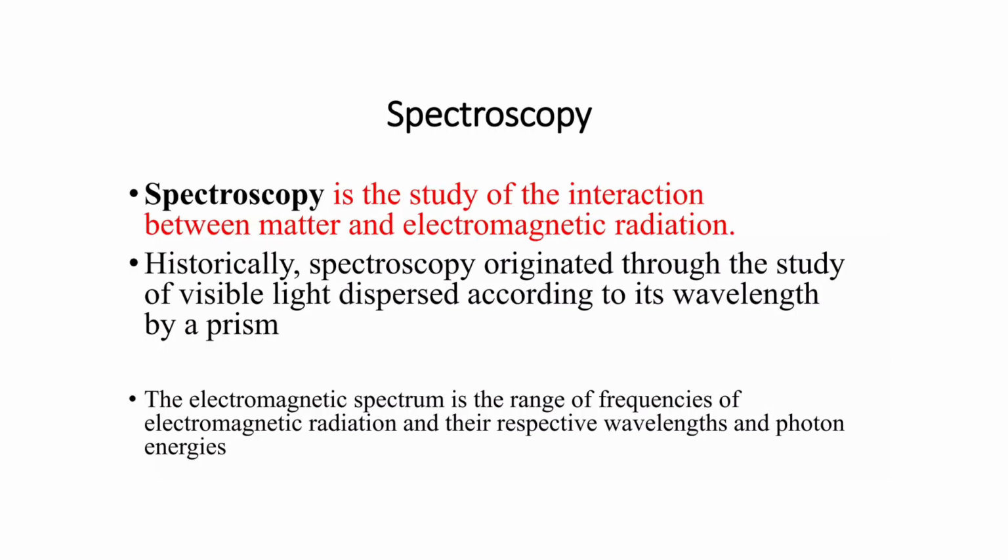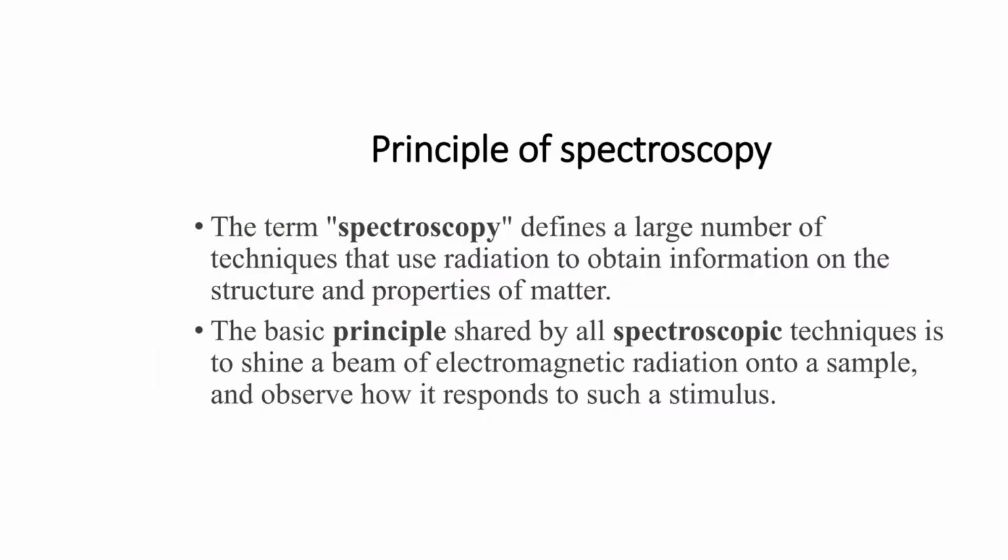Spectroscopy is the study of the interaction between matter and electromagnetic radiation. Historically, spectroscopy originated through the study of visible light dispersed according to its wavelength by a prism. The electromagnetic spectrum is the range of frequencies of electromagnetic radiation and their respective wavelengths and photon energies. The term spectroscopy defines a large number of techniques that use radiation to obtain information on the structure and properties of matter. The basic principle shared by all spectroscopic techniques is to shine a beam of electromagnetic radiation onto a sample and observe how it responds to such a stimulus.